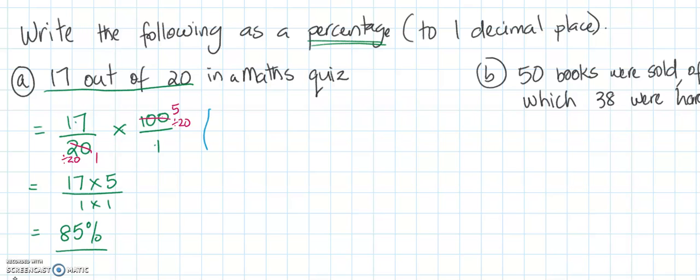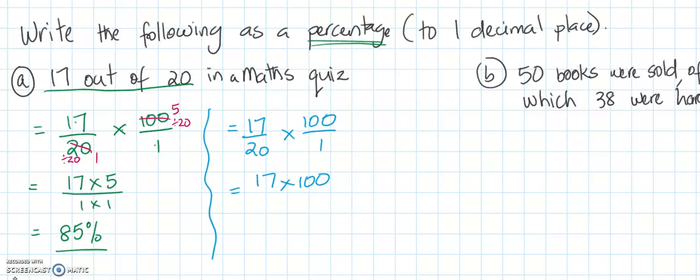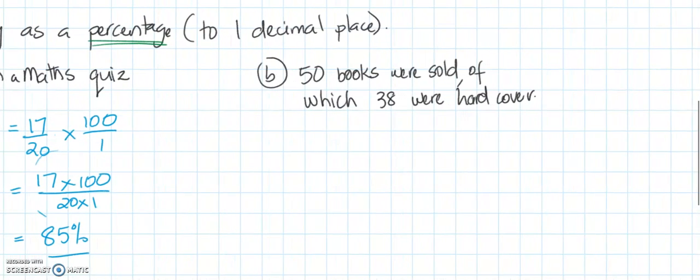Or you could do the other method that we know, which is 17 over 20 multiplied by 100 over 1, and you'd go 17 times 100 divided by 20 times 1, and if you evaluate that on the calculator, you will get 85% again. Let's look at another example.